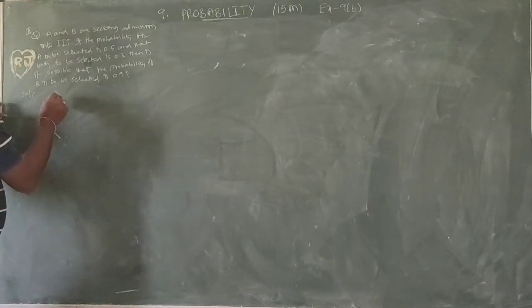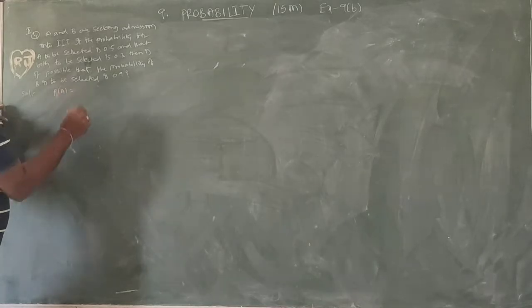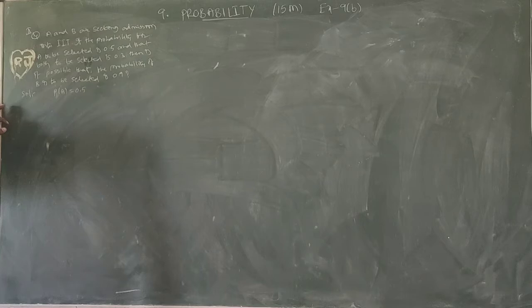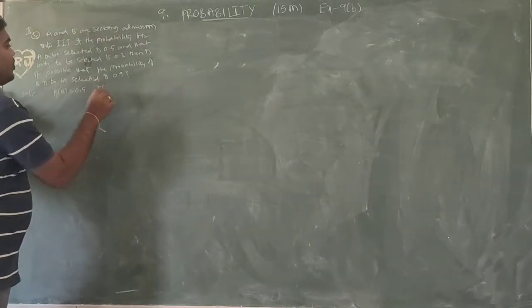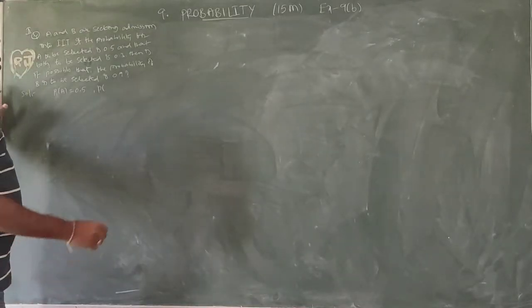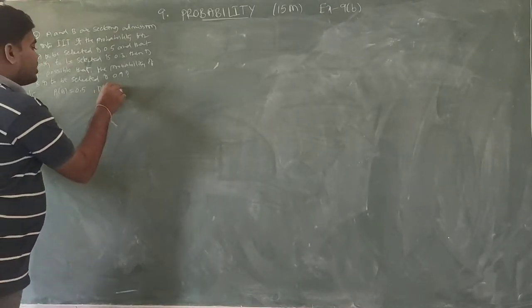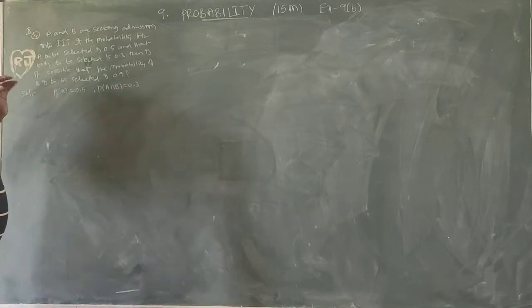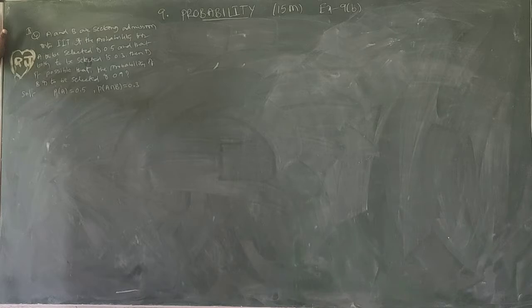So P of A equal to 0.5. Next, P of both should be selected, so A intersection B equal to 0.3. P of A equal to 0.5, intersection is 0.3. So is it possible that the probability of B is 0.9?